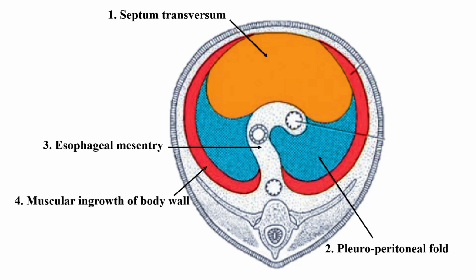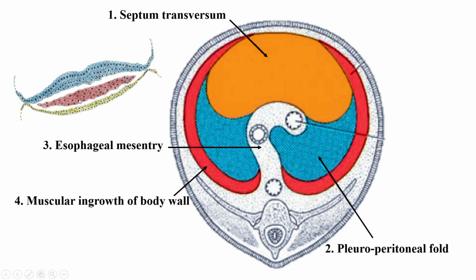As I've said earlier, all these structures are coming from the mesoderm, and then they will come together and will fuse with each other to form the diaphragm. So that is all about the origin and the developmental sources of the diaphragm. Now let us talk about the process of the development.